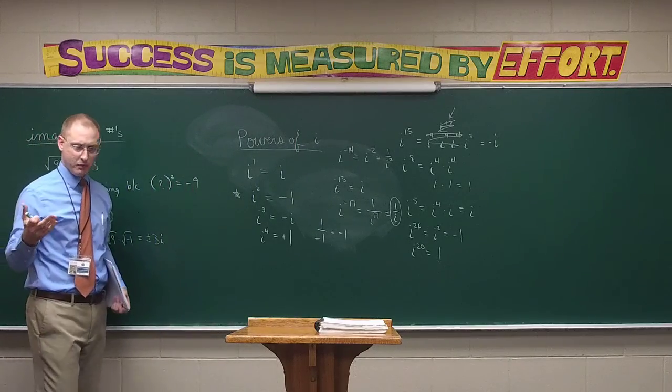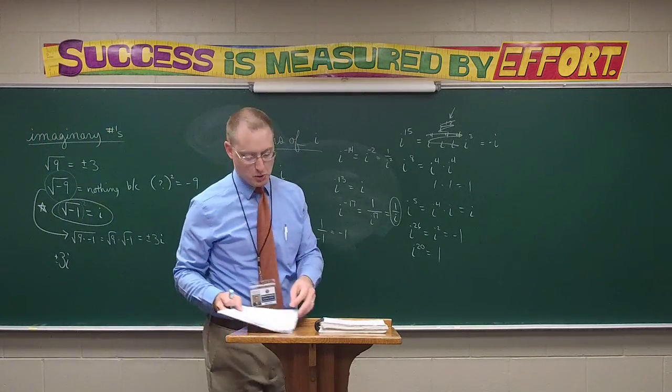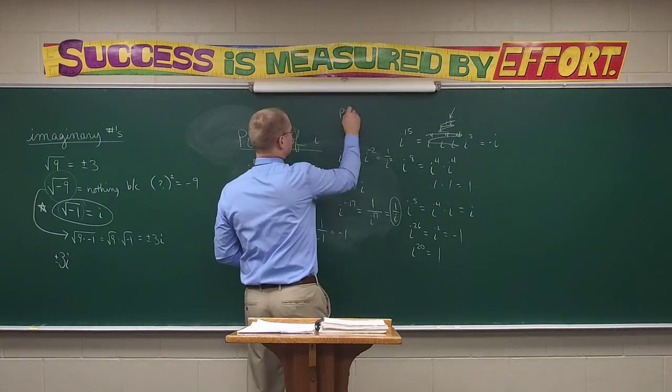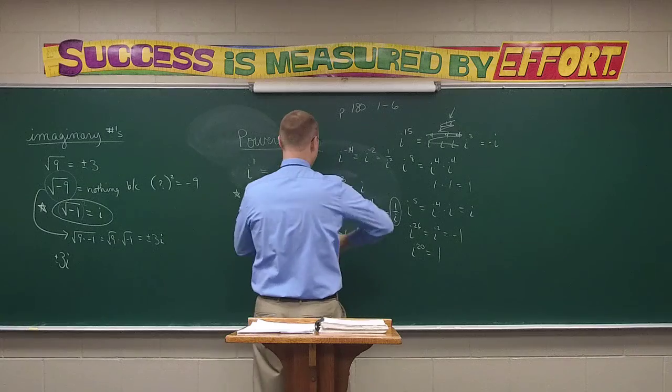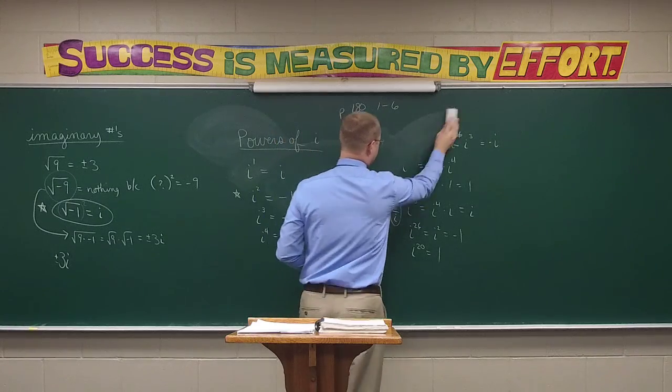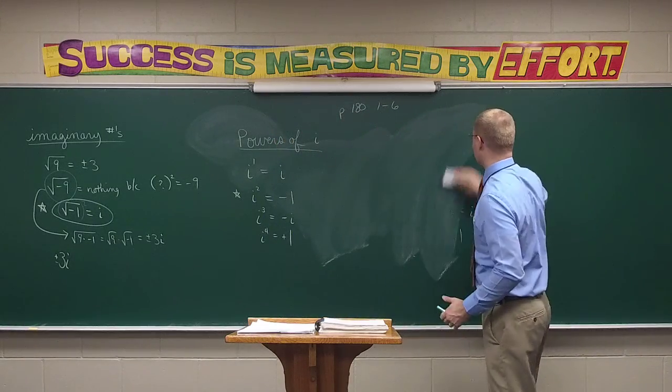Does that make sense? Practice with a few of these in your textbook. Page 180, do 1 through 6. Page 180, numbers 1 through 6. Is this something, by the way, that we remember from Algebra 2? Okay, good.